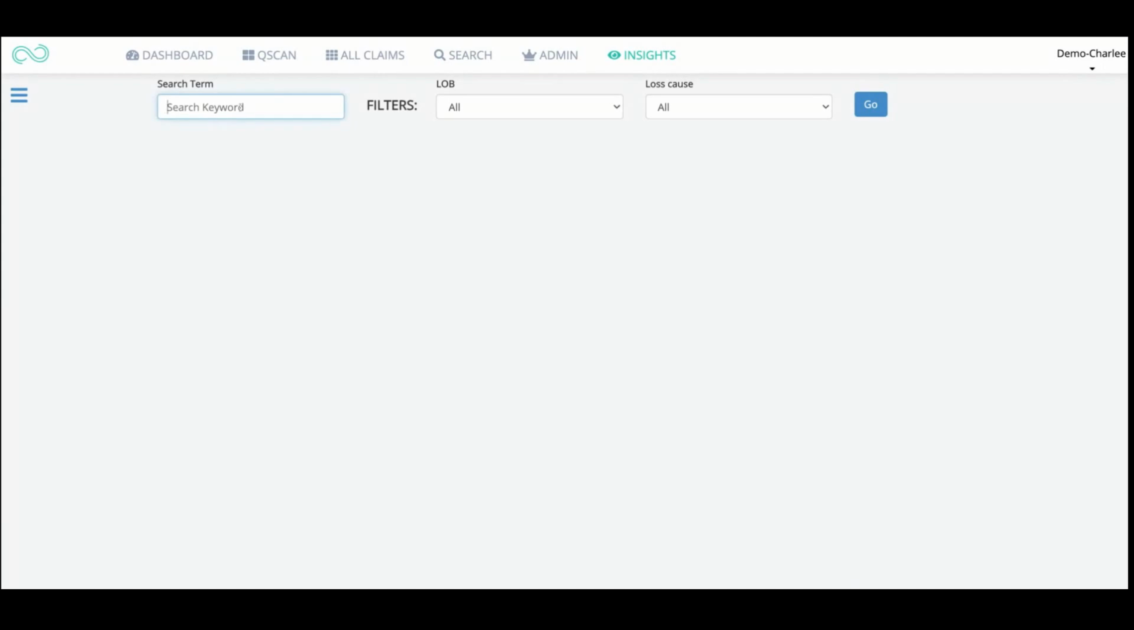So let's say you want to search for soft tissue injury, and you want to look, as a claims manager, for the claims that have soft tissue injury and what happens on those particular claims. You want to limit it to auto line of business. And let's say you want to select all the causes of loss. I just select all here and see what happens.